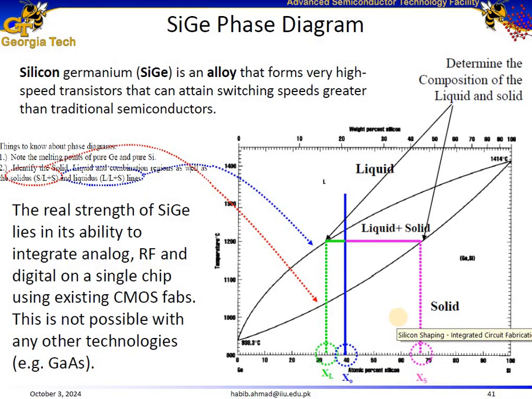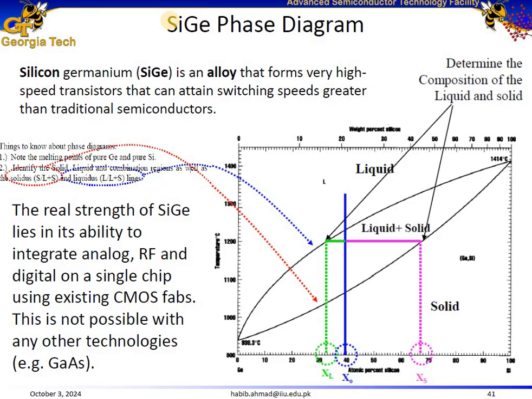Here I demonstrate a phase diagram of silicon germanium, an alloy used in high-speed transistors with applications in integrating analog, RF, and digital circuits onto a single chip using existing CMOS technology. So first, let's talk about what silicon germanium is. Silicon germanium is an alloy formed by the combination of silicon and germanium.